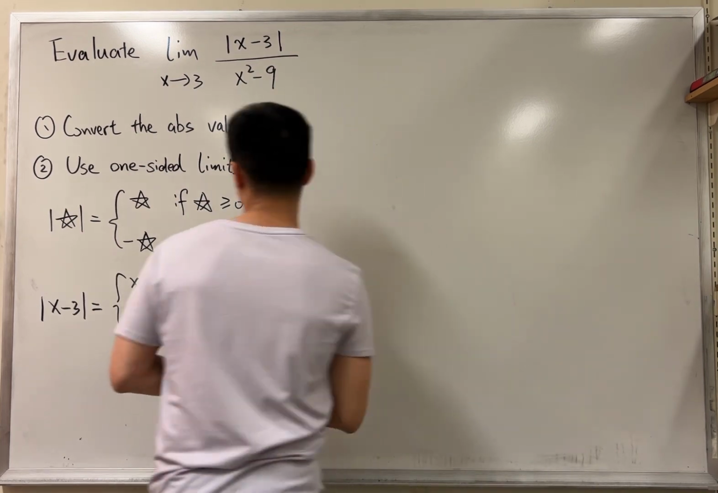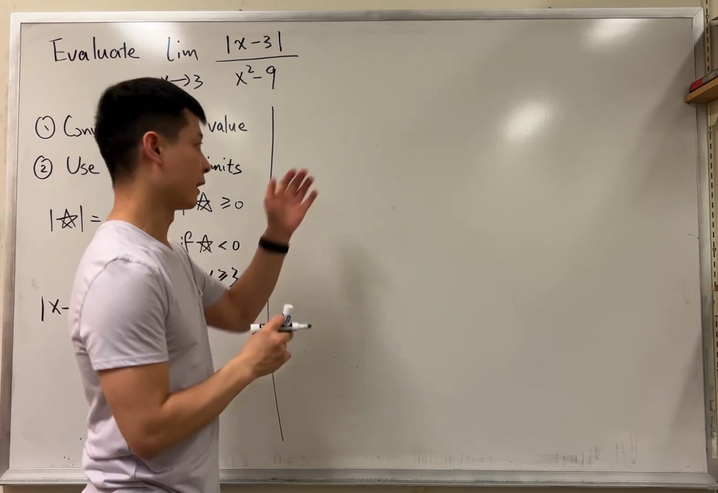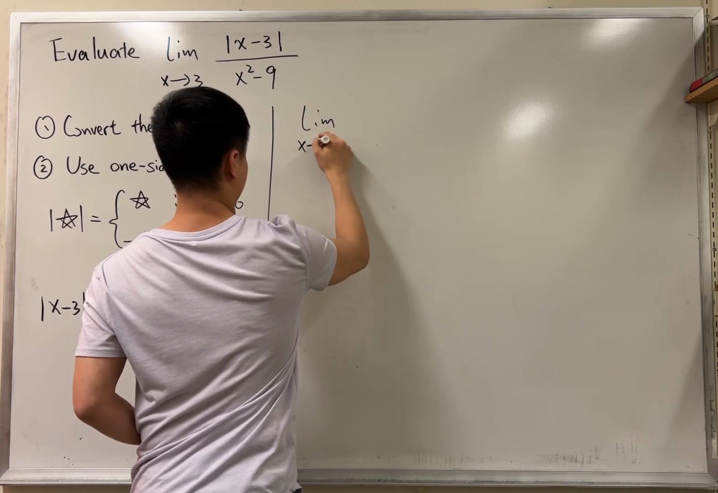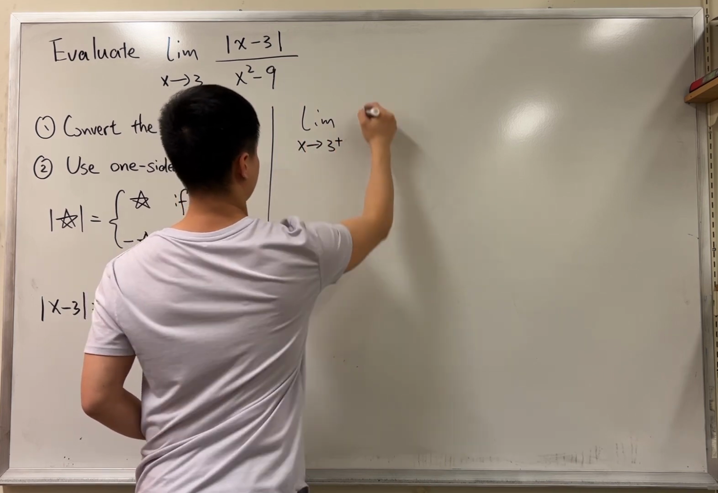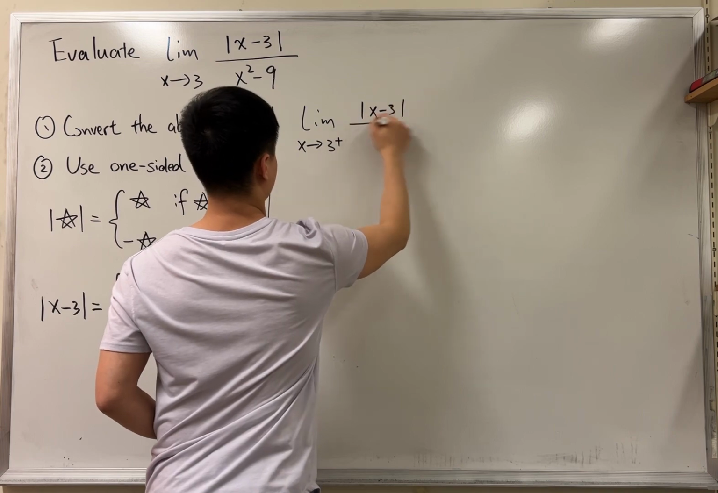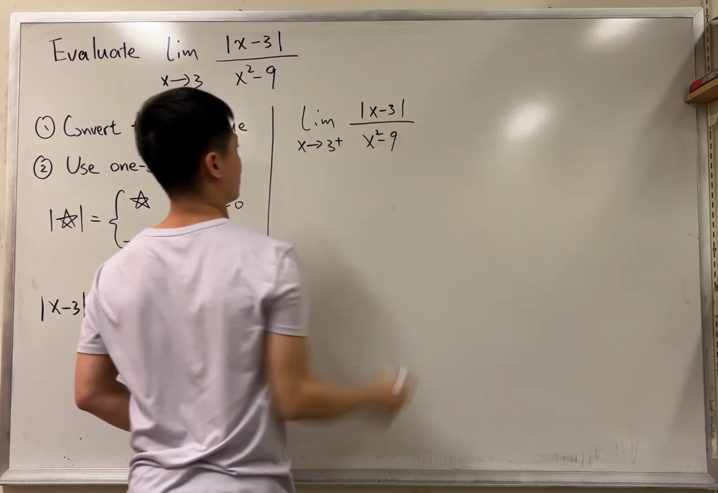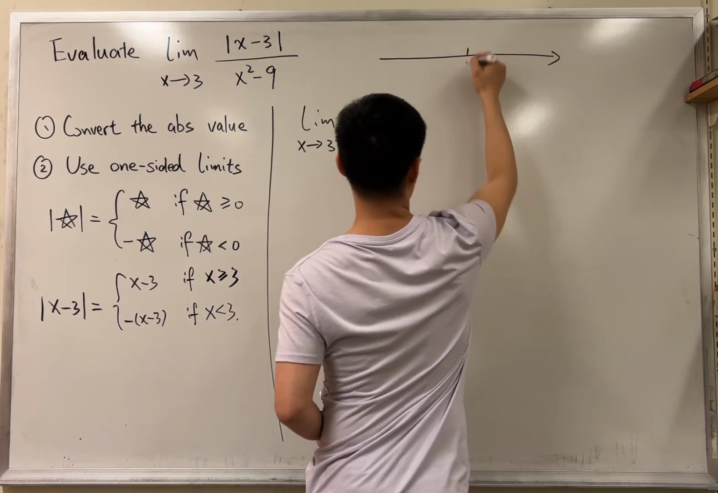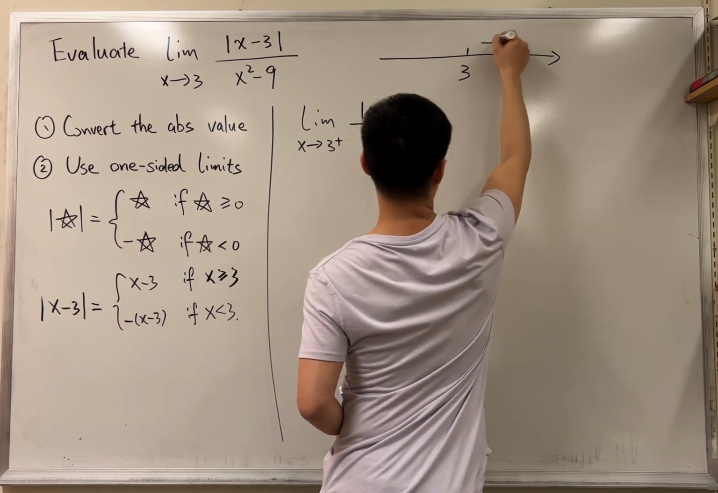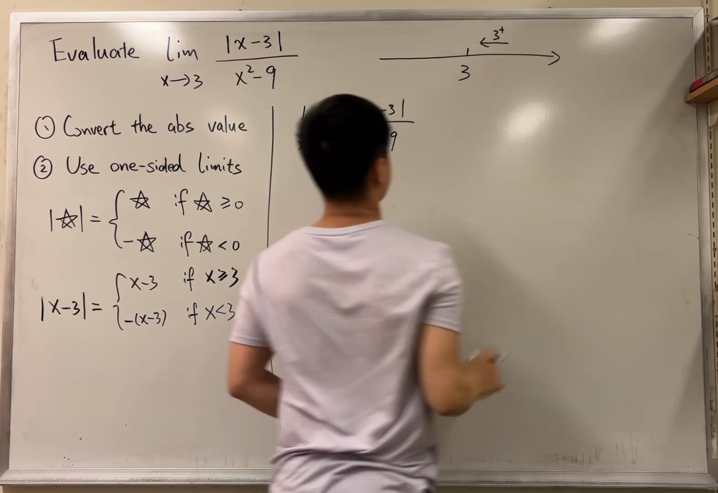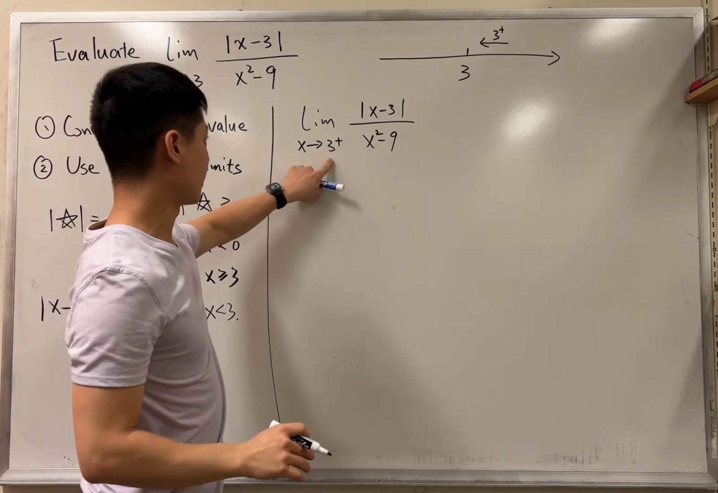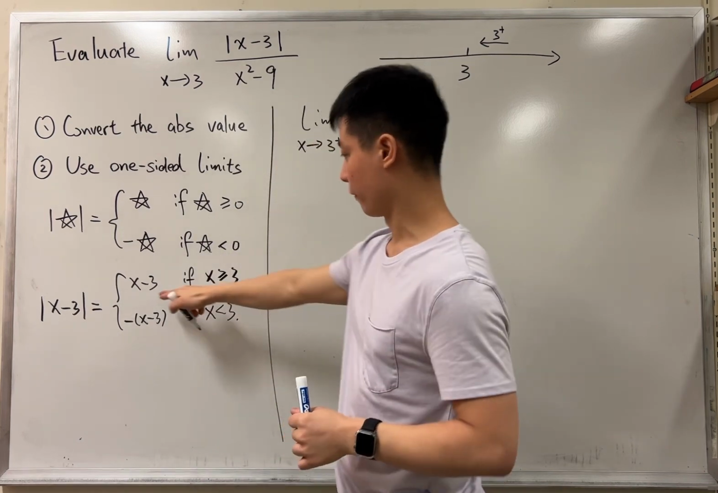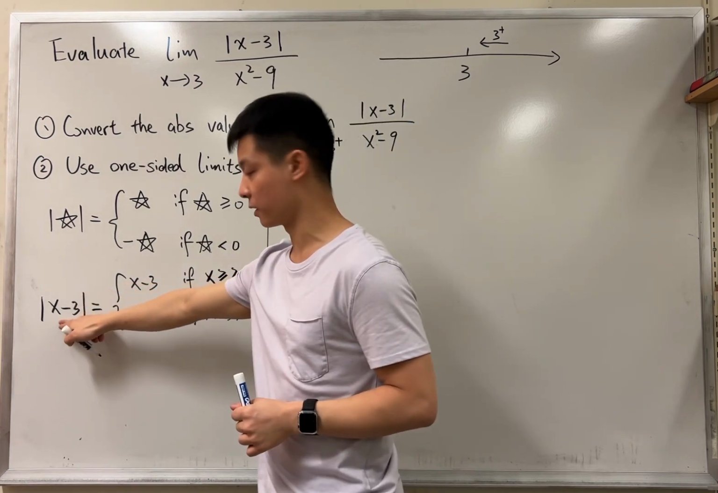Next, let's go to step 2, using one-sided limits to evaluate this expression. We're going to take a look at x approaches 3 from the right side of the absolute value of x minus 3 divided by x squared minus 9. And we can draw a number line here to indicate how we do it. So 3 is here, approaching from the right side means that the x value is going to be greater than or equal to 3. So that tells us we should use the first expression to replace the absolute value.